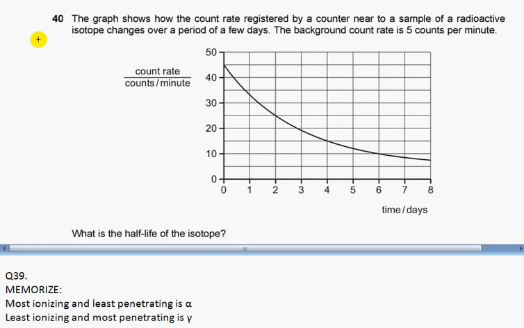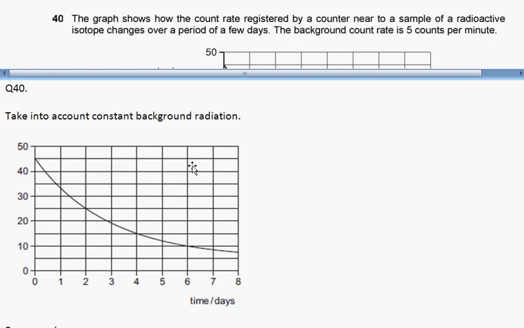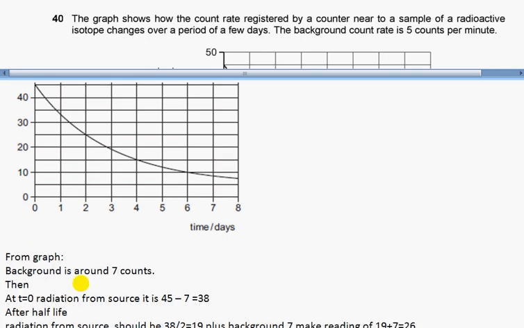Question 40. The graph shows how the count rate registered by a counter near a sample of a radioactive isotope changes over a period of a few days. The background count is, I didn't notice it, 5 counts per unit. So the background is 5, and I should make some correction. What is the half-life of the isotope? They say that the background radiation is 5, so it means the graph goes to 5. We should take into account this background radiation because it is constantly present in our counts.